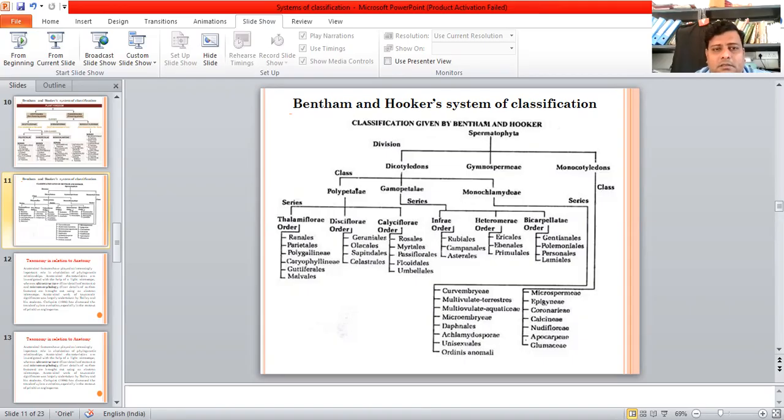So we discussed here a summary of the Bentham and Hooker system of classification. In the further lecture, we will go with families.